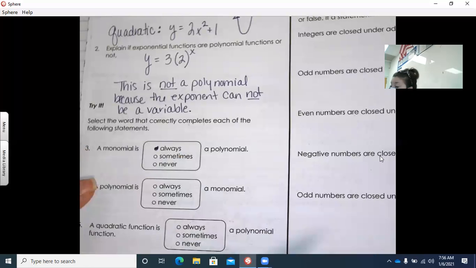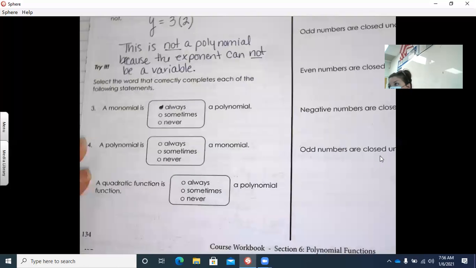A polynomial is always, sometimes, or never a monomial. True or false? Or which one? Sometimes. A polynomial can be a monomial, a binomial, a trinomial, a polynomial of 4 terms, polynomial of 5 terms, right? So yeah, sometimes it's a monomial, sometimes it's not.